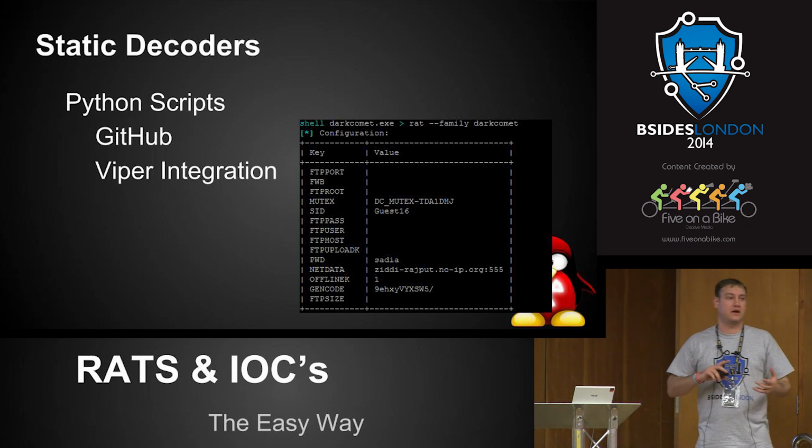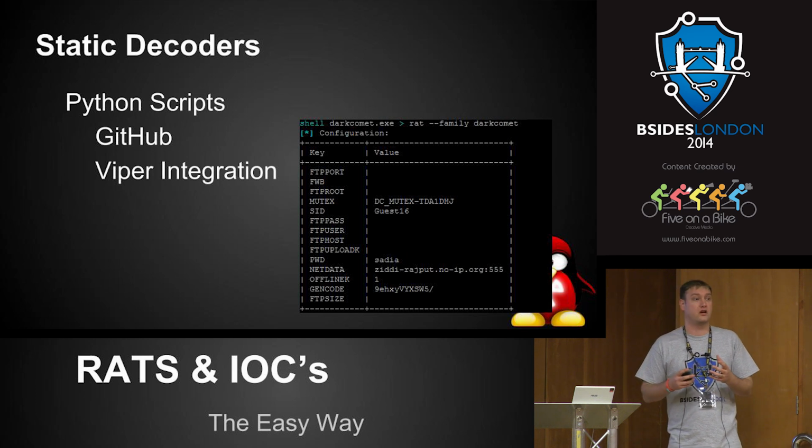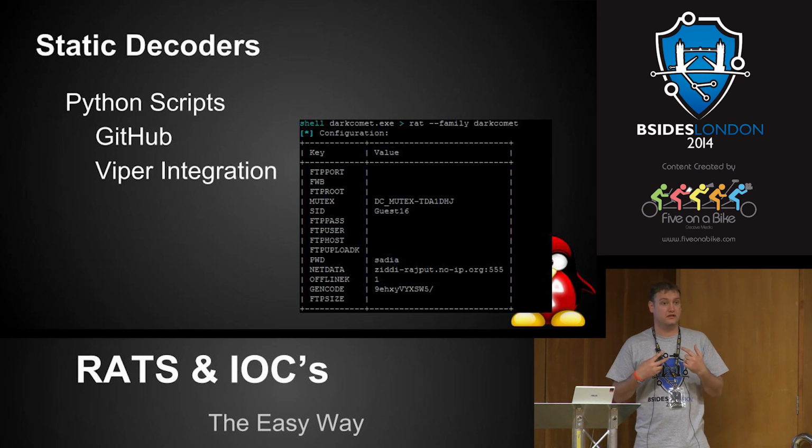So, Viper is made by a guy who wrote Cuckoo. It's an automated analysis platform. He works for Rapid7. And it's a modular framework for reverse engineering malware. So gone are the days where you need geeks like me to sit and stare at the assembly and figure all this out for you.